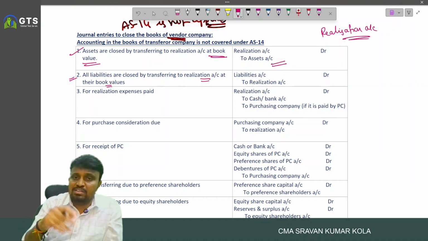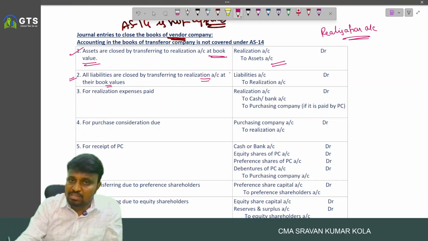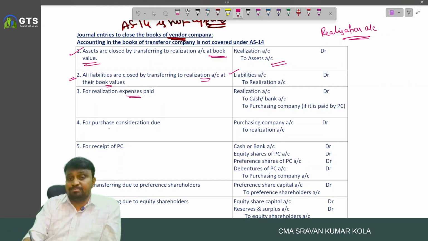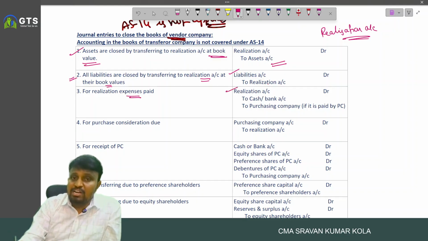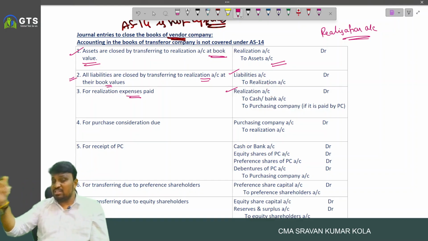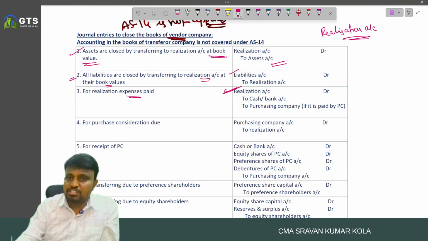Liability generally has a credit balance. Then for closing it, we have to debit the liabilities account, debited to realization. For realization expenses paid, we write the entry: realization account debited to cash if it was paid by transfer, or if it is paid by the transferee, nothing but the purchasing company, realization account debited to purchasing company account.